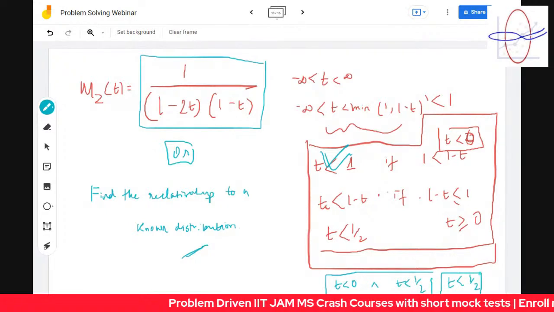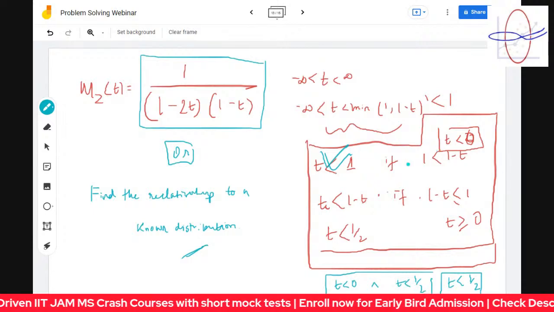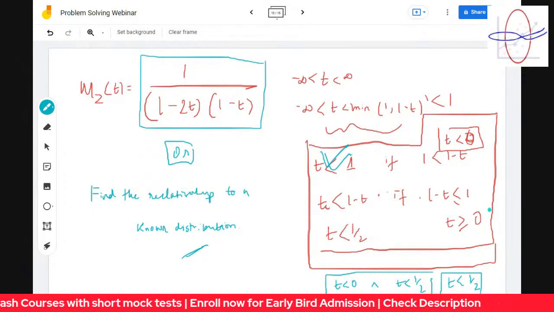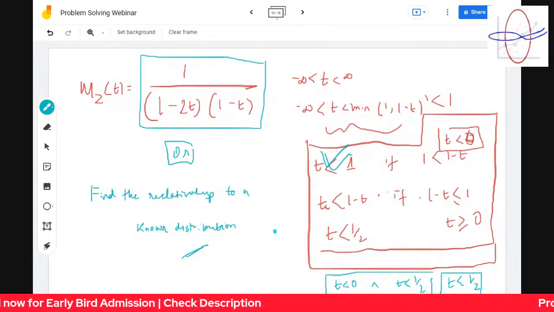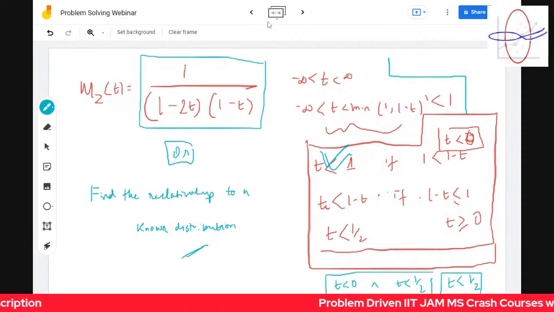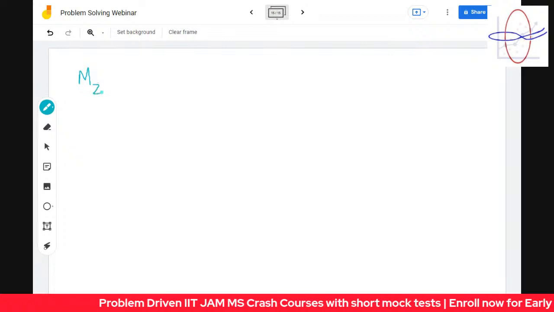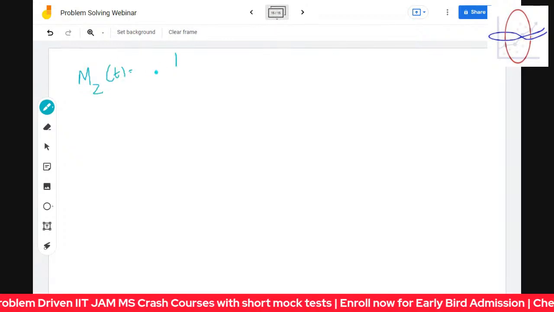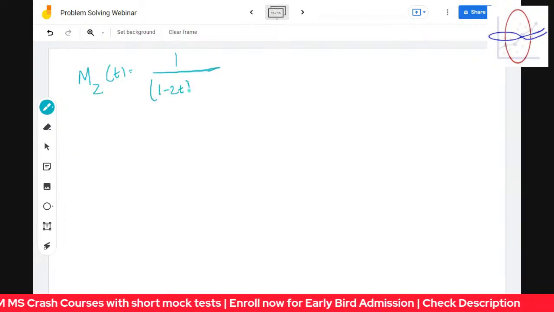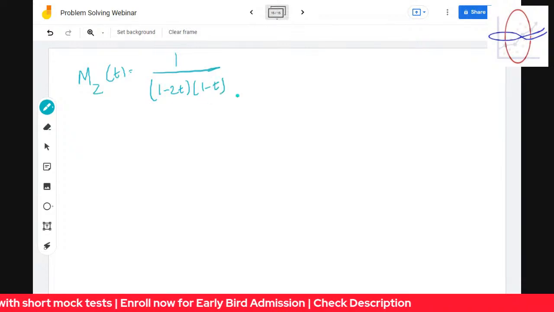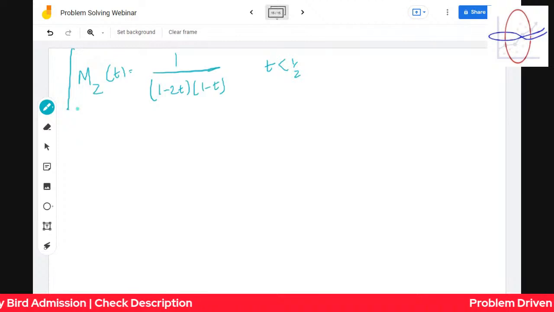Always. You can understand it from here. Because if T is less than 0, then only T is less than 1, which is always true. And if T is greater than or equal to 0, then T is less than half from this condition. So T is less than half is the final condition we are getting. So you're getting that the MGF of 2T is coming out to be 1 minus 2t over 1 minus t, with T less than half, this condition. This is super important to understand.